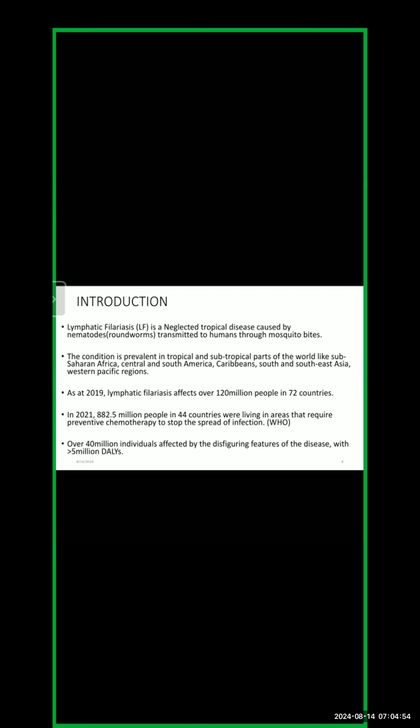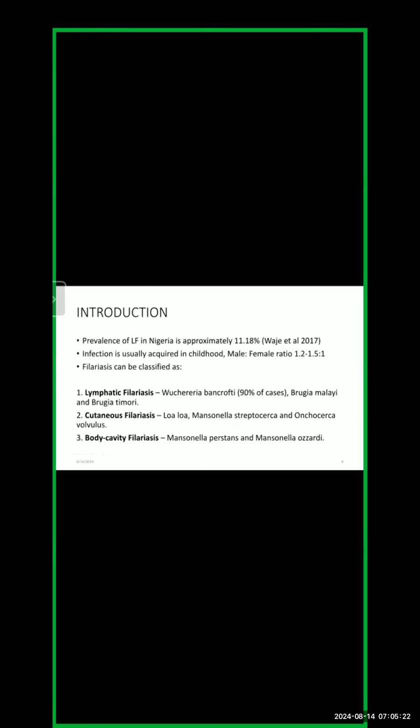And in 2021, 882.5 million people in 44 countries were living in areas that require preventive chemotherapy to stop the spread of infection. Over 40 million individuals are affected by the disfiguring features of the disease, with more than 5 million disability-adjusted life years. So the condition is noted to be the most disfiguring or debilitating condition after leprosy. So the prevalence in Nigeria, a study done by Waje et al. in 2017 put it at 11.18%.